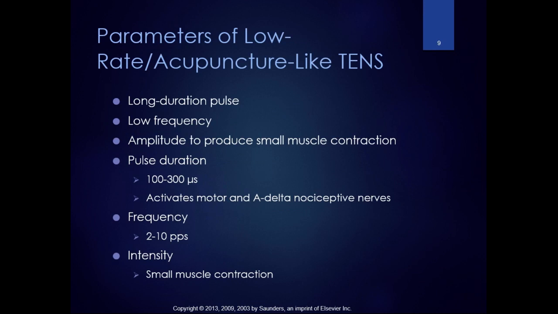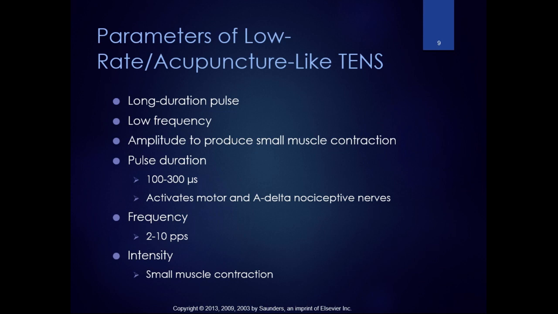So the parameters, it's a long duration pulse. Usually it's preset on the machine. Low frequency, 1 to 10 pulses per second. Amplitude enough to get just a little bit of a twitching muscle contraction. So my little home unit, when you put the acupuncture setting on, you can feel that little pulsing. The pulse durations are at 100 to 300 microseconds, so we're into that motor range. And it activates motor and A delta nociceptive nerves, so it might feel a little more intense than the high rate TENS. And the frequency, it says 2 to 10 pulses per second. Each machine kind of is a little bit different.